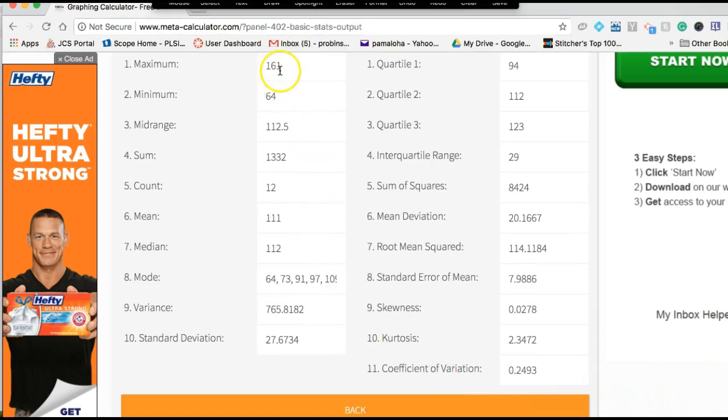When I do that, I can see my max, my min, range. It does the variance. It does the standard deviation. It does the mean. It even gives me my quartiles, my interquartile range, sum of squares and all of this stuff. We haven't talked about some of those statistics things, but let's go ahead and see. I can see here my mean is 111, my variance is 765.8, and my standard deviation is 27.6. You could round that up to 27.7. So let's go ahead and write those values down.